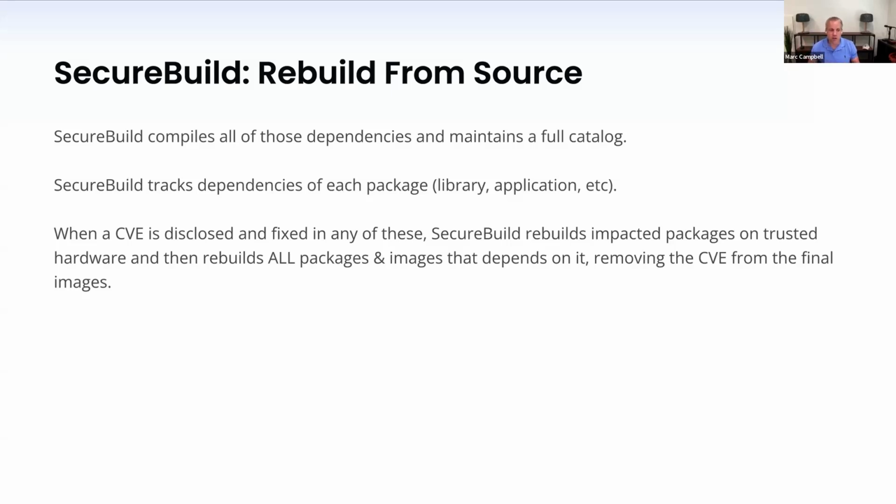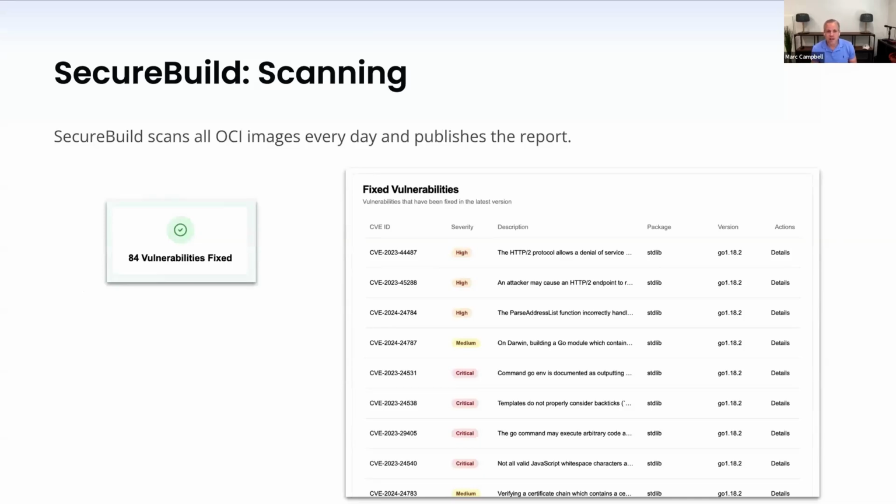And now we know the dependency tree all the way down to the final layer, which might be like Postgres or Redis or Timescale or something like this. And we rebuild everything that depends on that, and then everything that depends on that, and everything that depends on that, until the final thing that we get is an image that you want to run that no longer has that vulnerability in it. On top of that, we scan every day. We scan every OCI image that we actually have, and publish the results. So, the goal is CVE free and have no CVEs.